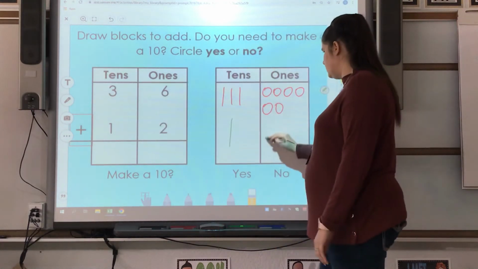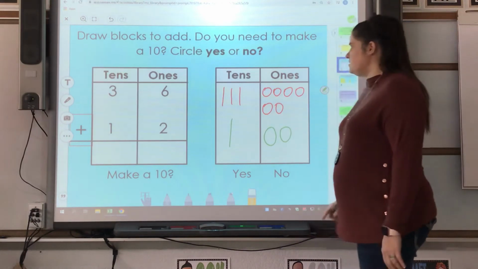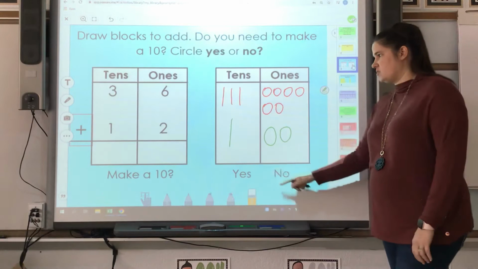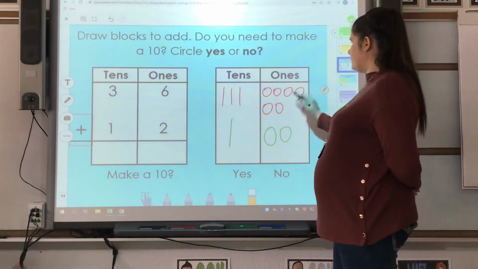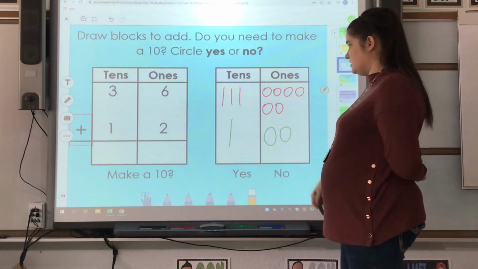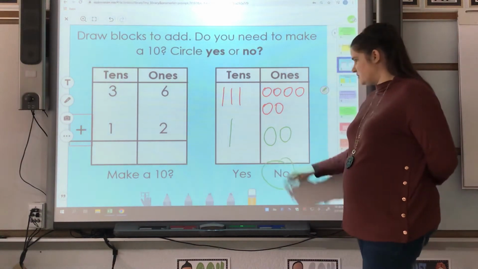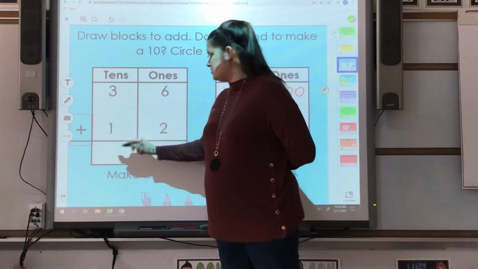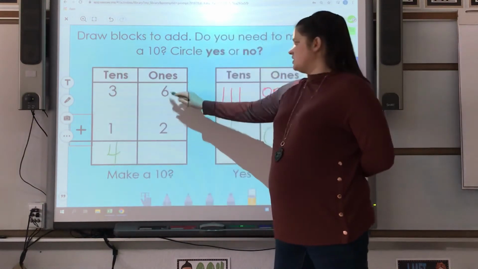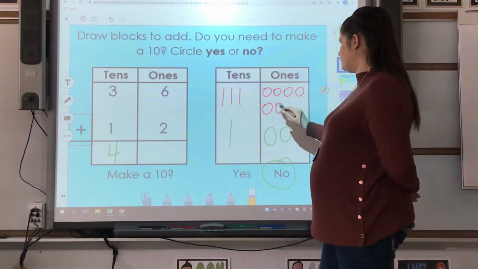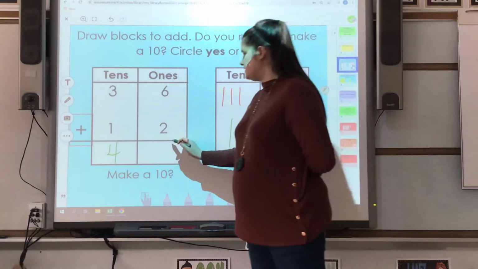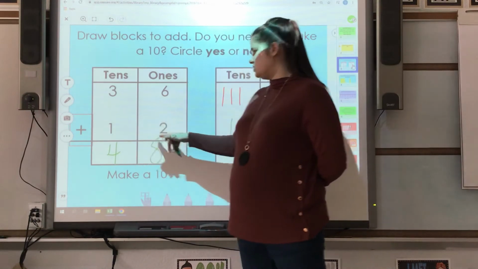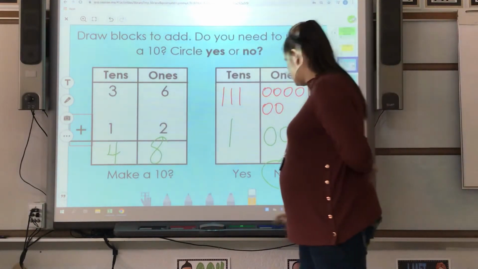1 ten, 2 ones. So over here I need to look at my ones and see if I can make a 10. Make a 10, yes or no? 1, 2, 3, 4, 5, 6, 7, 8. So no, I couldn't make a 10. So then I look. I have 1, 2, 3, 4 tens. 3 plus 1 is 4. And 6 plus 2, 1, 2, 3, 4, 5, 6, 7, 8. 6 plus 2 is 8. So 36 plus 12 is 48.